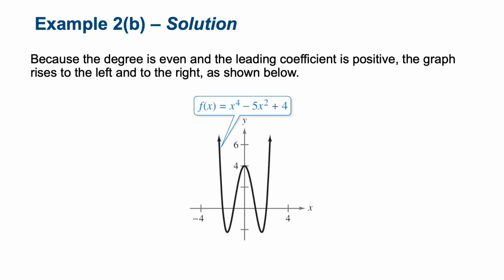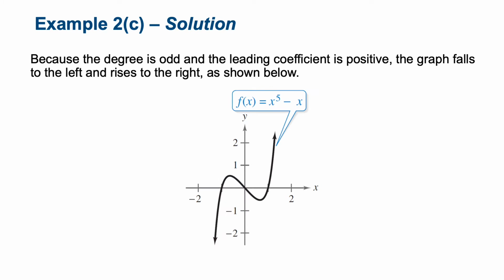The next one was x to the power 4, so we know that it's even, so they either both go up or both go down, but because it's positive, they both go up. And then the C, it's odd, so we know one end is going to go one way and the other is going to go the other way. Because it's positive, as x goes to negative infinity, y goes to negative infinity, so it goes downward. And as x goes to positive infinity, y goes up.